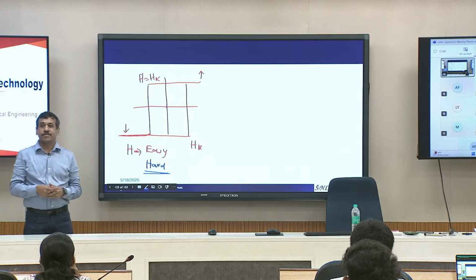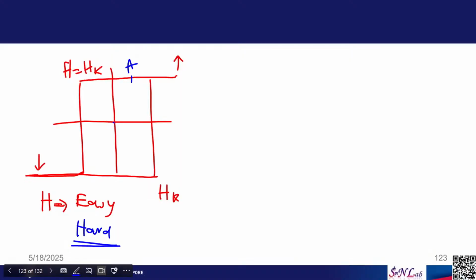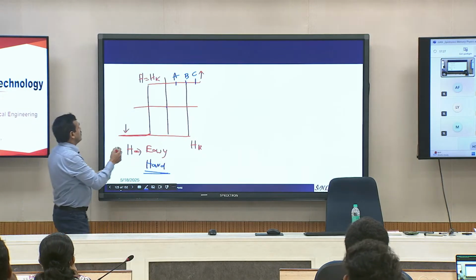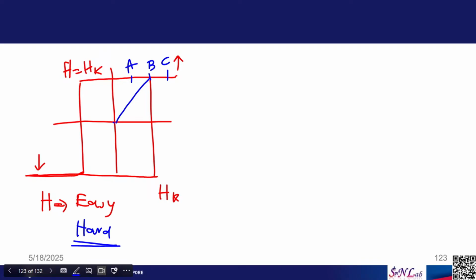So, which point will it meet? Whether it will meet here, here or here. How many of you say A? No one. How many of you say B? B, a few hands. How about C? C is majority, but B is the winner. So, in the case of Stoner-Wohlforth reversal mechanism, the meeting point of easy and hard direction is Hk. So, at H equal to Hk, the magnetization is saturated.